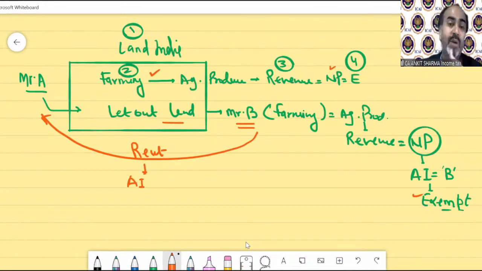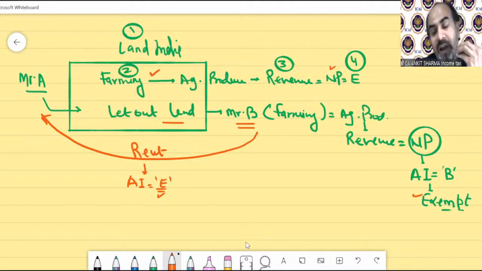If Mr. A let out this land for any other activity and got rent, that would be taxable. But now this rent will also be treated as agricultural income and will be exempted in the hands of Mr. A. So Mr. B's income is also exempted because he is earning agricultural income, and Mr. A's income is also exempted.